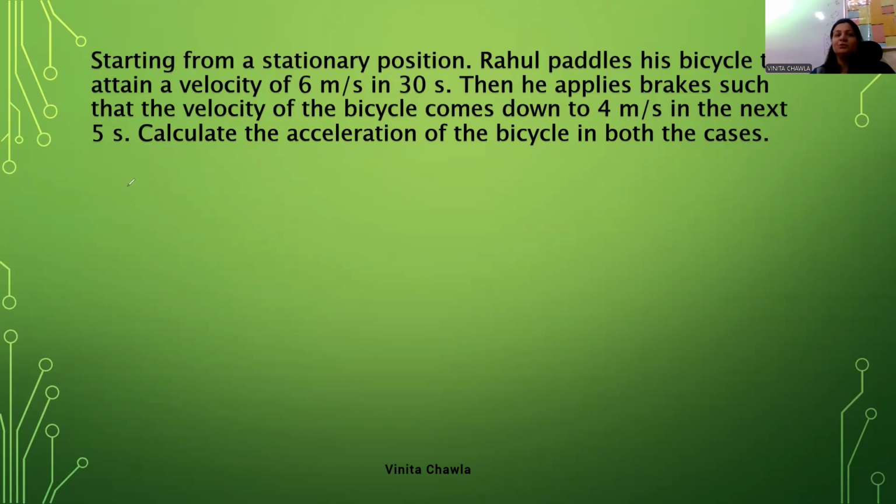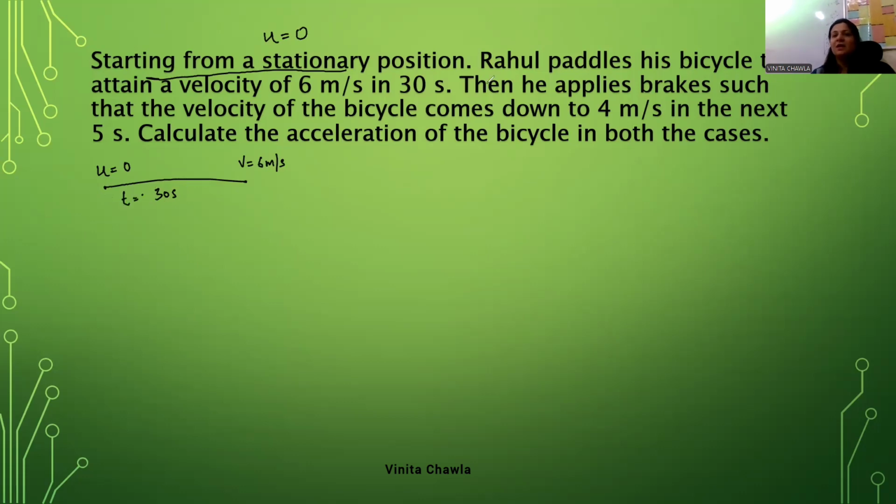Starting from the stationary position means initially u is 0. Rahul pedals his bicycle to attain a velocity of 6 meters per second. Then velocity becomes 6 meters per second and time taken is 30 seconds. Let t is equal to 30 seconds.